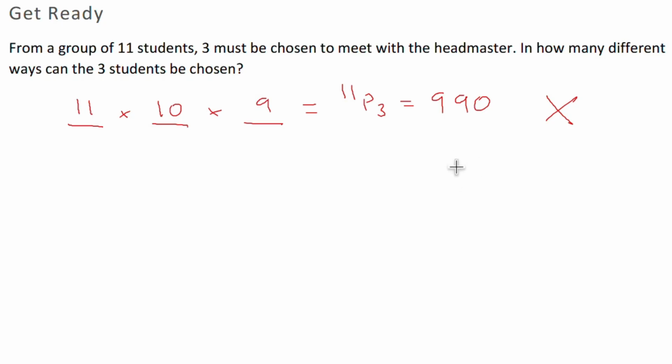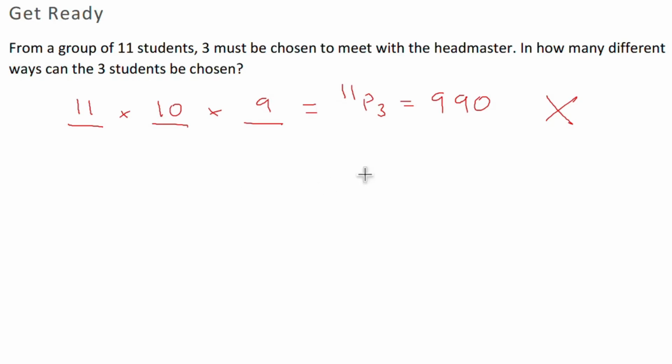So there are 990 ways we could select those 3 students in a particular order. There are 11 ways we could have chosen the first person, but once we've chosen them, there are 10 ways to choose the next person. That is saying that the order that we chose these 3 students matters. But in the context of this problem, it really doesn't. We're sending 3 people to meet the headmaster. It doesn't matter in which order we chose them.